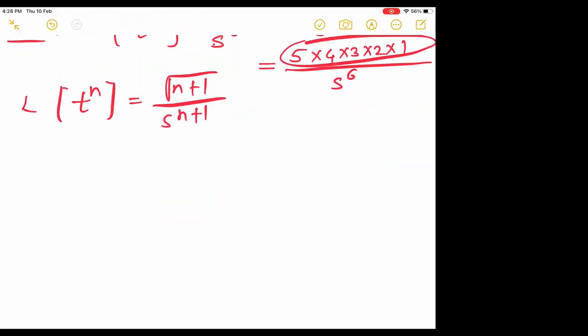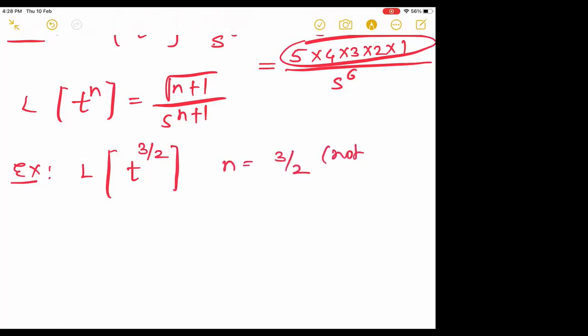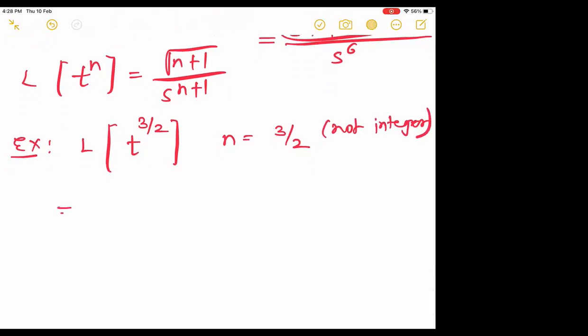Got it? This answer. Now, suppose another example, Laplace transform, say t raised to 3 by 2 if I want. So n is equal to 3 by 2, which is not an integer. Correct? So we cannot apply this factorial notation here. So answer is, of course, gamma of n plus 1, that is 3 by 2 plus 1 upon s raised to 3 by 2 plus 1.